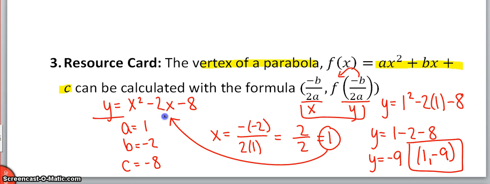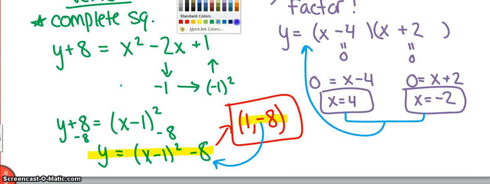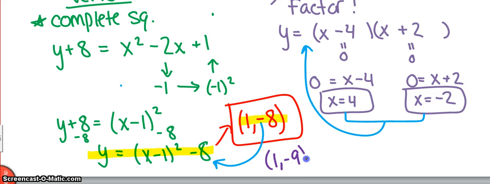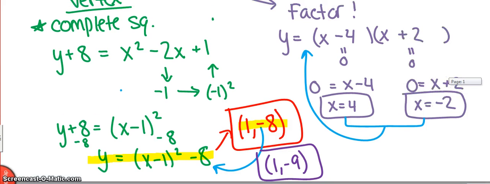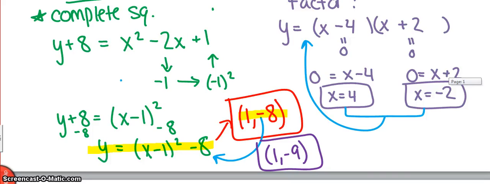Now, in theory, our vertex doesn't change no matter how we solve for it. If we look at our notes from before, we found the vertex by completing the square, and we got that our vertex was 1, negative 8. Although our other formula told us that the vertex was 1, negative 9. I want you to think about why I got two different vertexes for the same parabola. I'll give you a hint. Find my mistake, check through my work, and bring that mistake to class so we can discuss what I missed here.